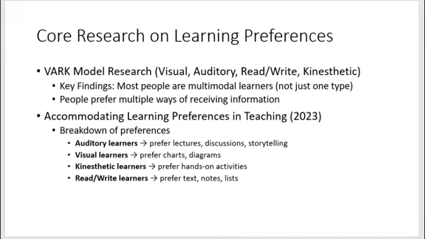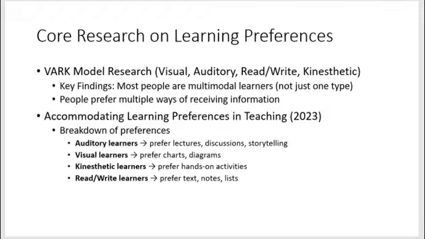There's also the VARK model research. This is visual, auditory, read, write, kinesthetic. This is like all of them combined, right? The key findings in this research have found that most people learn by doing multiple things, not just one type, and people prefer multiple ways of receiving that information. I want to see it, I want to hear it, I want to read about it, and then I want to act on it. That really reinforces all of those learning preferences, right? Accommodating learning preferences in teaching is another study that came out in 2023, and it gives you a breakdown of those preferences.